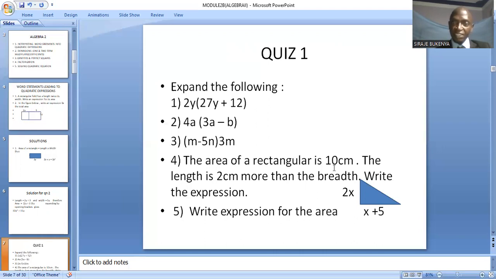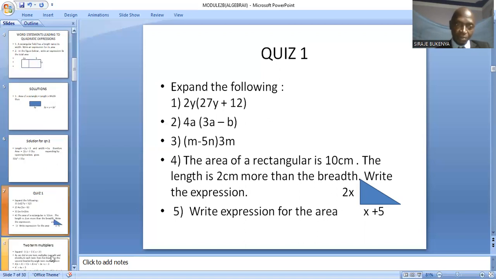The area of a rectangle is 10 centimeters. The length is 2 centimeters more than the width, the breadth. Write the expression. Now the length is 2 more, which means if the breadth is x, the length will be 2 plus x. And you multiply those two, you get 10. Open brackets. If they want the area of this triangle, do the same thing. Half base times height, which will be a half, 2x into x plus 5. So they want you to practice that by opening brackets.